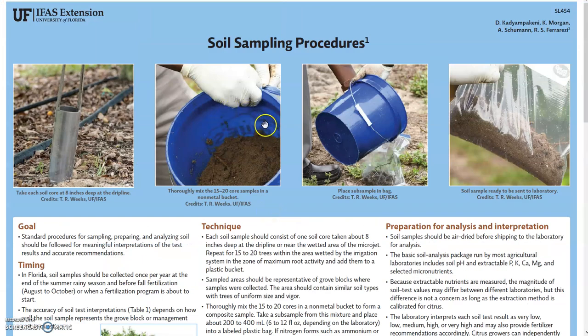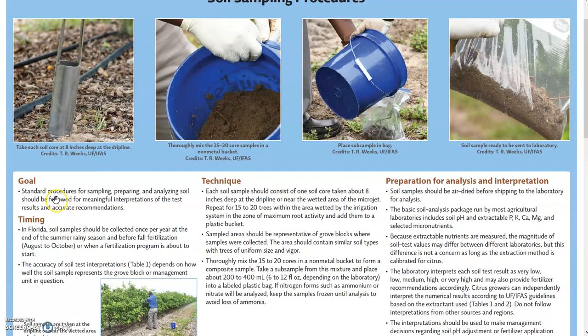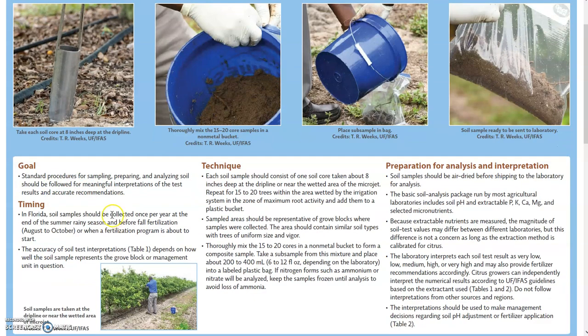This is the soil sampling procedure which we need to do before installing the lawn. So, what's the goal of soil sampling? The goal is that a standard procedure for sampling, preparing, and analyzing soil should be followed for meaningful interpretations of the test results and accurate recommendations. Because we need to determine what is available in the soil, and it is very necessary for providing recommendations to the owners to improve the soil according to the plant's need.